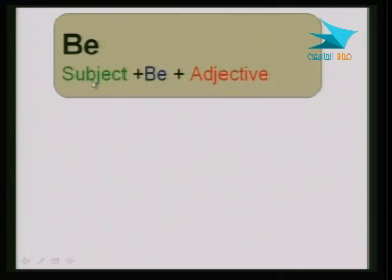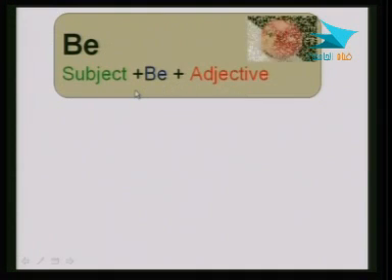So we have the subject in green color, and then the verb be in blue, and then we get the adjective. Here we're talking about the use of the verb be with adjectives. Now, what is this? That is an apple. It's an apple, and it is red.